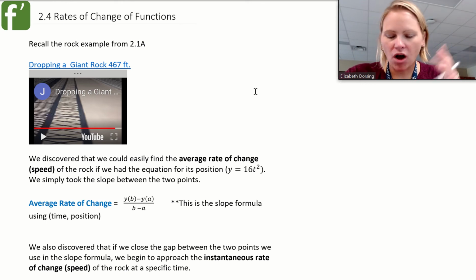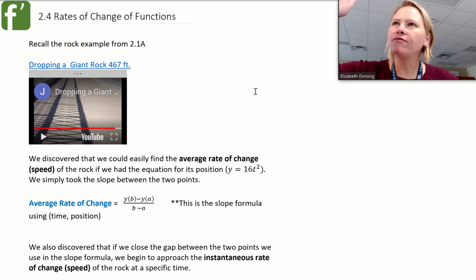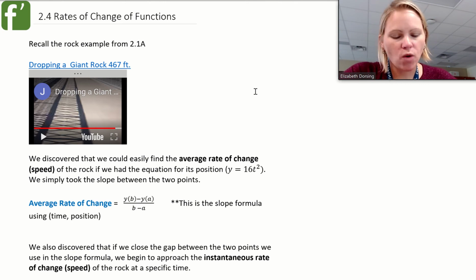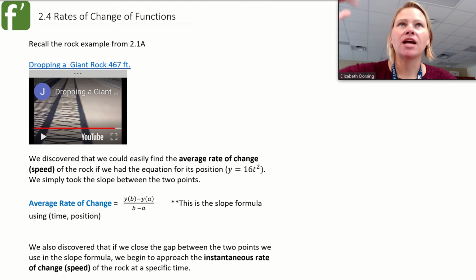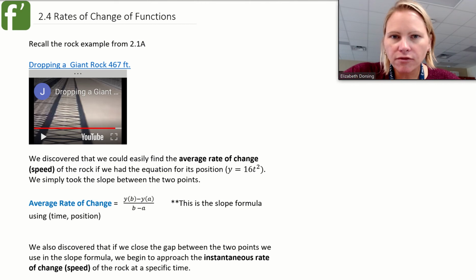So anyway, all of that aside, we talked about how when we drop this rock off of the bridge, it fell a distance of 467 feet. We said that it also follows the equation y equals 16t squared, and that will model not necessarily the position of the rock at any given time, but how many feet it has fallen over a certain period of time. And so we can estimate the average speed over an interval.